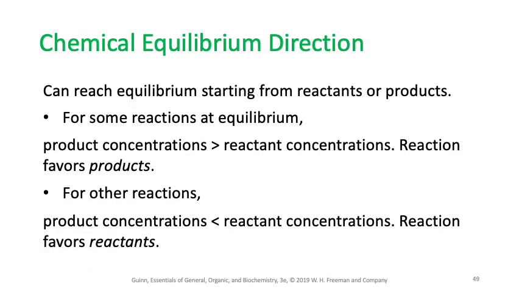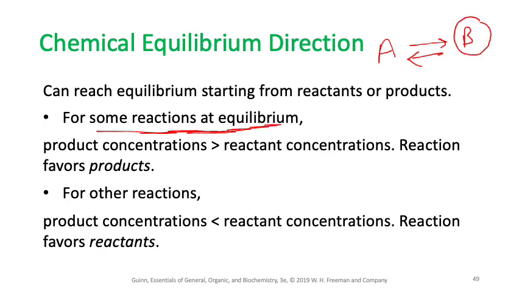So once the reaction is in equilibrium, let's say A goes to B and this is in equilibrium, so back and forth arrow. For some reaction, if that reaction is in equilibrium, sometimes the concentration of the product is higher compared to the concentration of the reactant. Even though the reaction is in equilibrium, that means the reaction is favoring the product side compared to the reactant side, right?